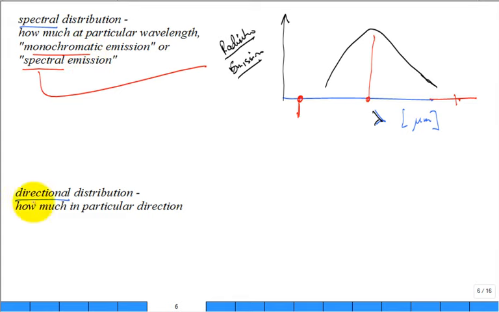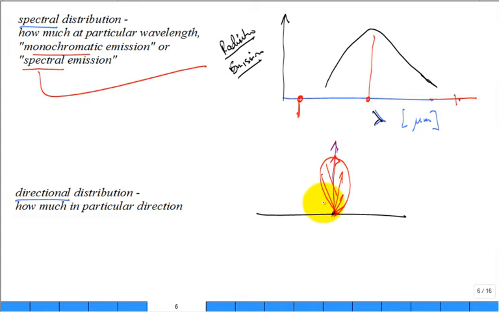What about this directional distribution? Well, here's my surface, and I can define a coordinate system where I have the perpendicular, that's the normal, and then the photons, there may be a lot of photons going straight up, and then fewer, and you get a distribution that's shaped like this, trying to show you the directional characteristics.